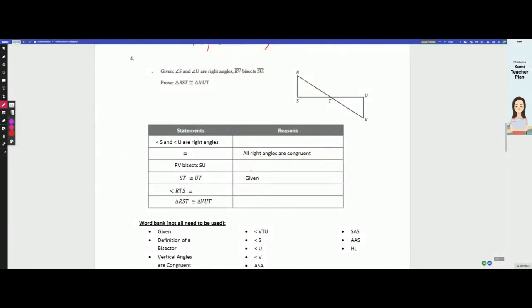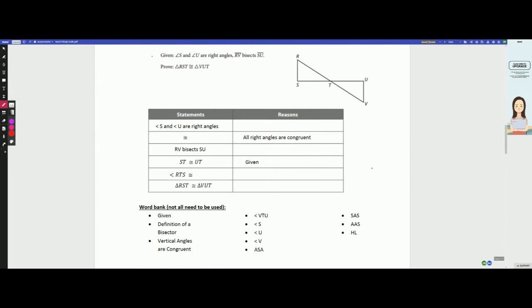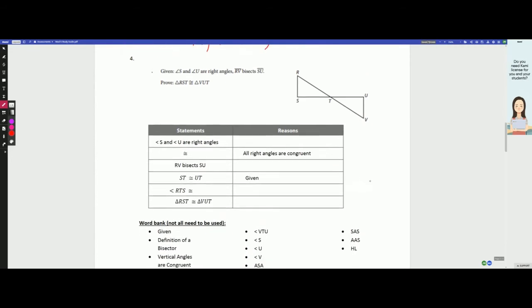All right, this one, okay. Notice how they give us a word bank. Okay, so that's good. Not all need to be used. Oh, okay, that's nice of them. So if we look here, just looking at the picture, what did they give us? They gave us that S and U are right angles. Ooh, okay. Usually when they say that, I'm starting to think like, is HL triangle congruency going to come in? All right, so let's find out. Right angles, they're given.